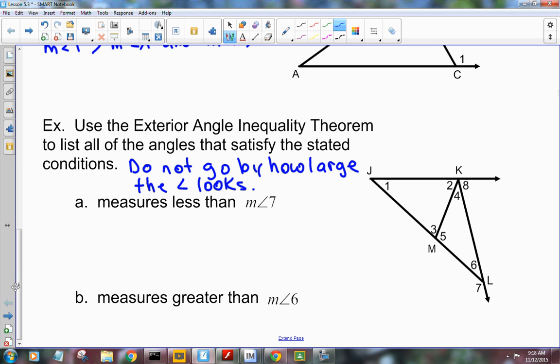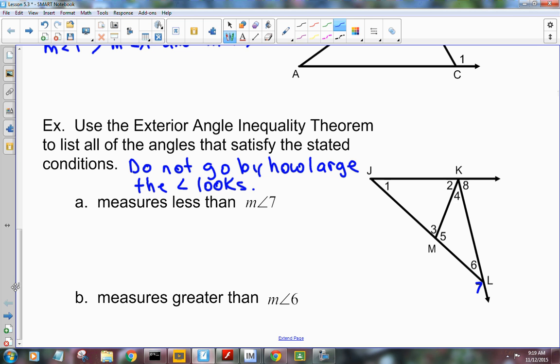They want you to use the exterior angle inequality theorem to make this determination. The first one wants measures less than angle 7. Well, here's angle 7 down here. You can't just look and find one that looks to be smaller than it. There has to be a reason for it to be smaller than it, because sometimes angles could be greater or less than just depending upon how the triangle is drawn. But if we use the theorem, it will always follow that procedure.